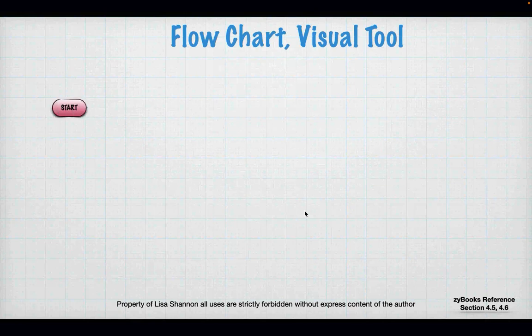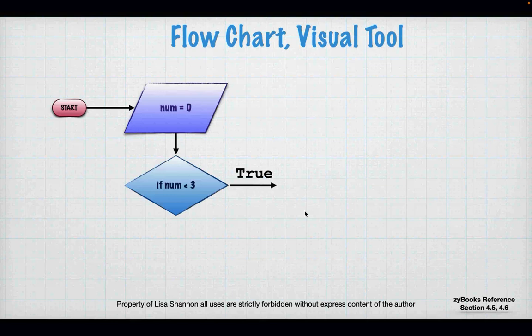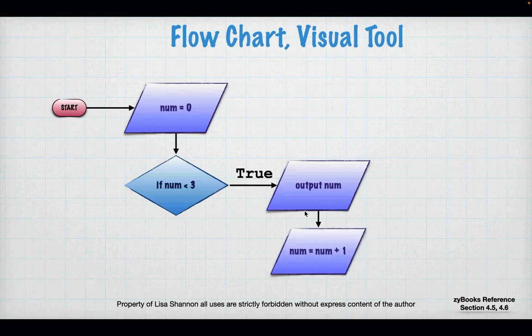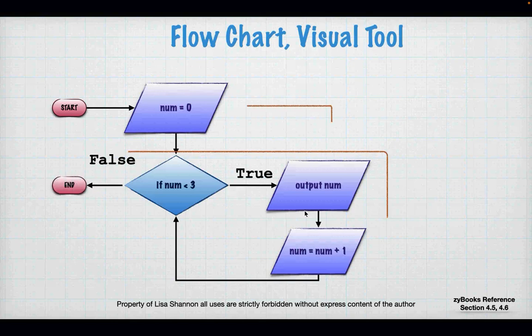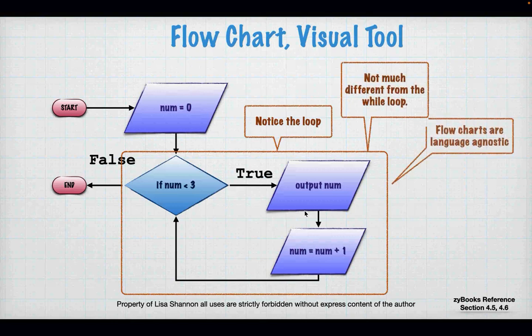We're going to use a flowchart here just quickly to show you that for loops and while loops are identical in a flowchart. And they will be identical in your pseudocode. So we have if num is less than 3, we're going to output num if that's true. We're going to count up. And when that is no longer true, we're going to end. So you will see that a for loop and a while loop look the same on a flowchart.